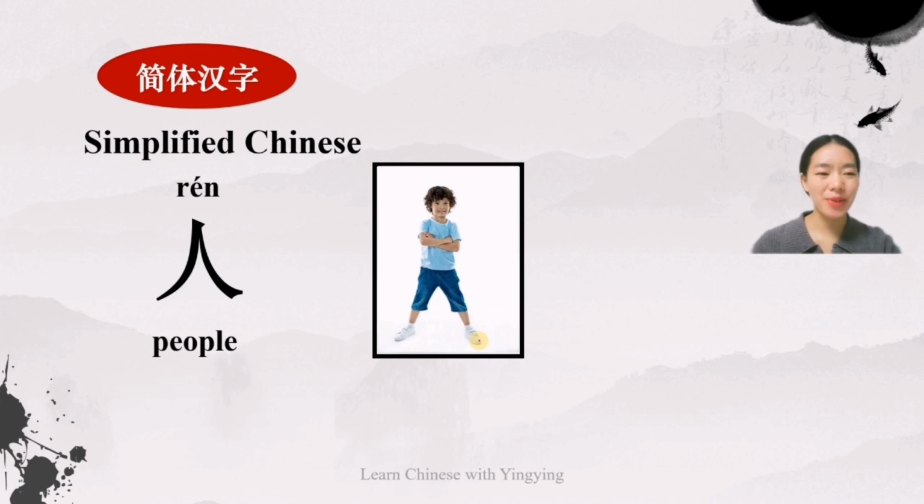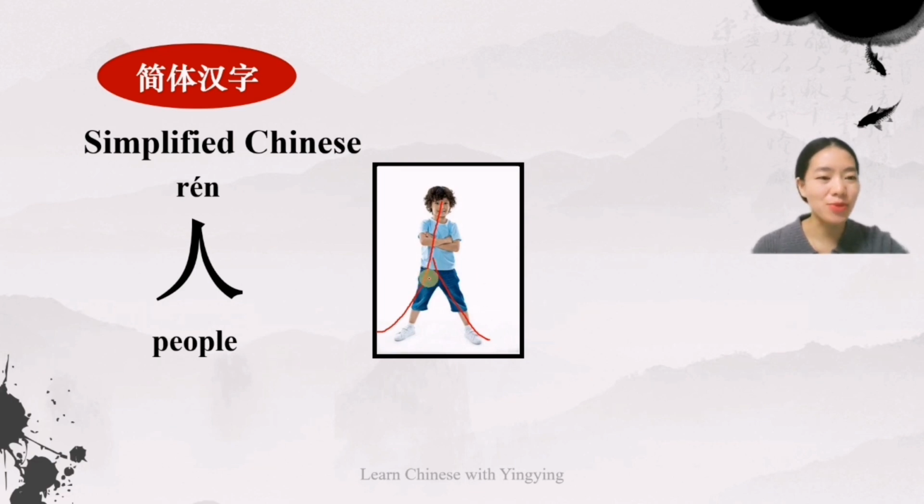Well, the first word we are going to learn is 人. 人. It means people. Well, it's quite easy to remember this word because look at this picture. It's the same shape as we stand with our legs a little bit apart, just like this boy. So like here, left swing, right swing, the exact same shape.